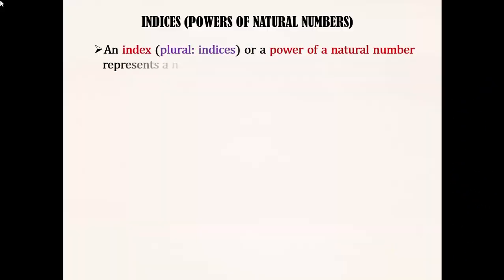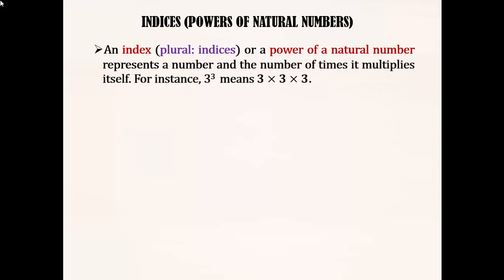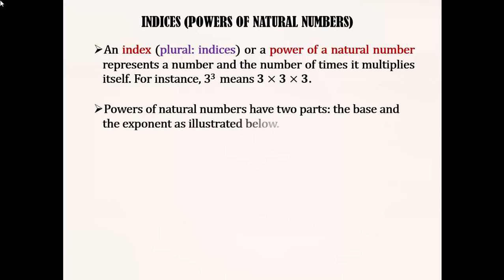An index, or a power of a natural number, represents the number of times a number multiplies itself. For instance, 3 raised to the power 3 means 3 times 3 times 3. Powers of natural numbers have two parts, the base and the exponent, as illustrated below.